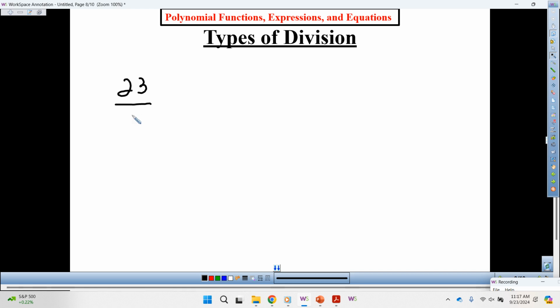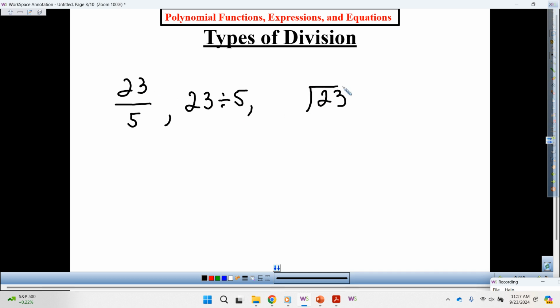23 divided by 5. Is that division? Yes. How about 23 divided by 5? Is that division? Yes. And of course, your favorite, 23 divided by 5. Yes? All right, copy this last one, write it on your paper, please. Let's make that example Q.